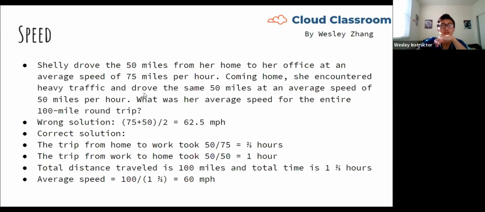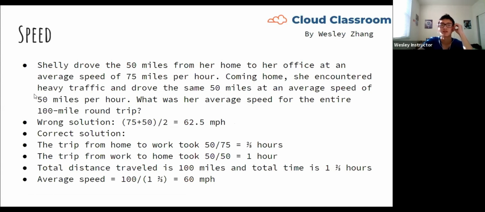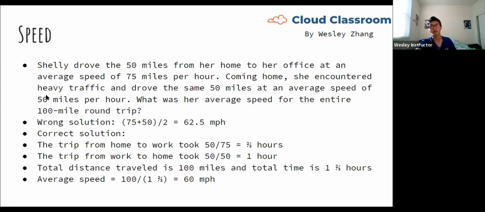Right. Shelly drove the 50 miles from her home to her office at an average speed of 75 miles per hour. Coming home, she encountered heavy traffic and drove the same 50 miles at an average speed of 50 miles per hour. What was her average speed for the entire 100-mile round trip? So here's the wrong solution. So someone might just say, oh, she traveled 75 miles per hour there and 50 miles per hour home and just average the speed. Yeah, you can't do that.